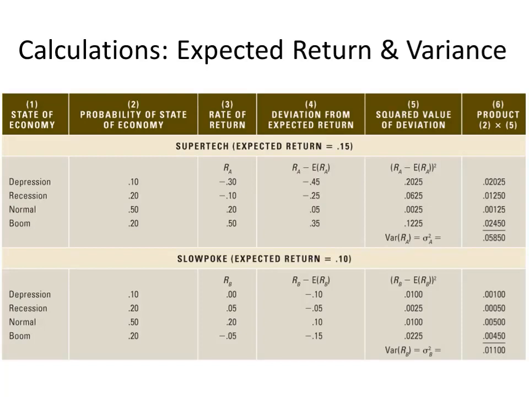Now what do we do with all that? We're going to add those four products together to come up with something called variance. Now variance, in this case, when we add all that together, is 0.0585.